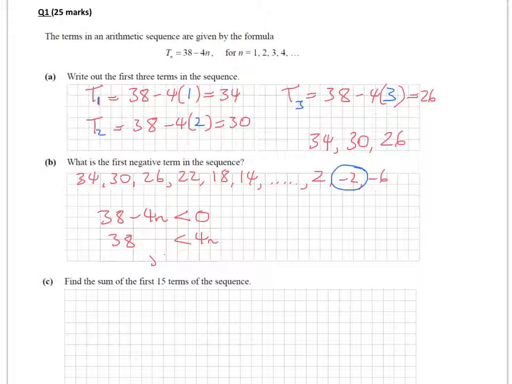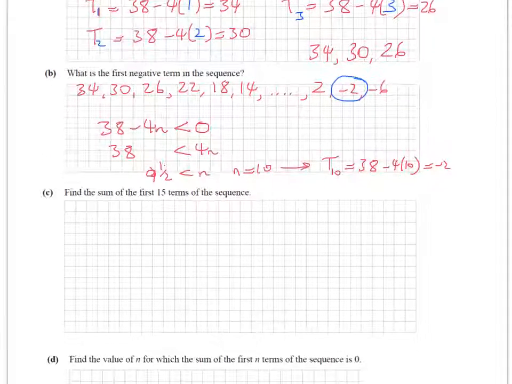with 9.5. Okay, so in this instance, we read this line as 9.5 is less than n, i.e., n is greater than 9.5. So when is n going to be greater than 9.5? It's going to be greater than 9.5 when it's 10. So when we take that value and do the 10th term, we find that 38 minus 4 lots of 10 gives us our minus 2.